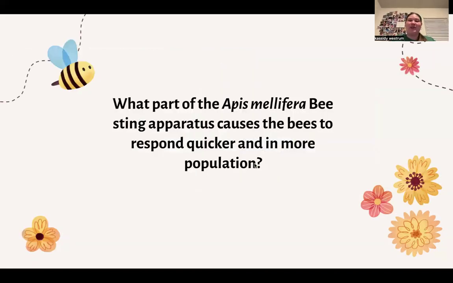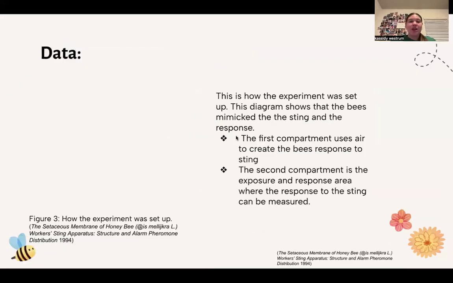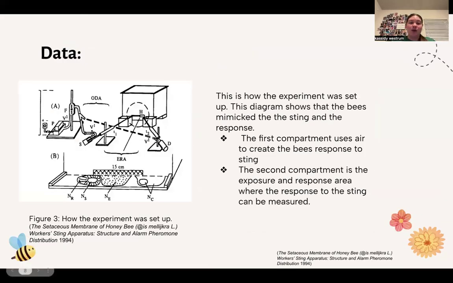Okay, my research question was what part of the Apis mellifera bee sting apparatus causes the bees to respond quicker and attract more population? So this is how the experiment was set up. The first compartment right here was their way of making sure that the bees were frozen, but still alive to where they could still produce a bee sting. And so here they mimicked air so that the bees would respond with a sting. They put the frozen bees in there, put air pressure, and it made the bees sting.